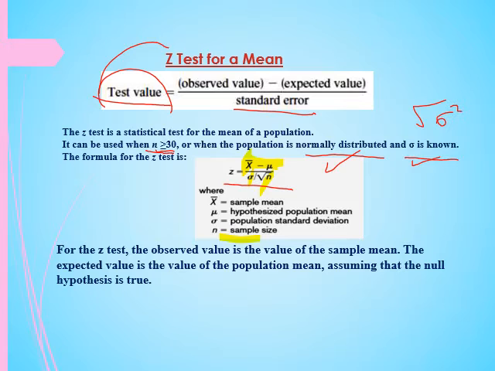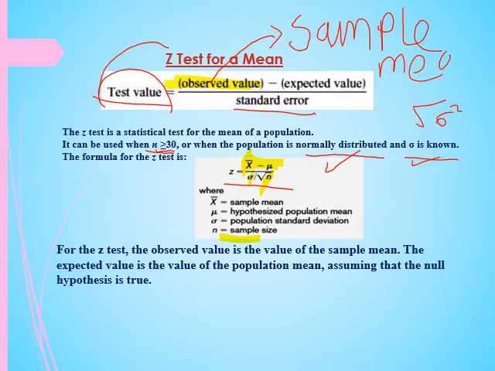For the z-test, the observed value is the value of the sample. We get this value from the sample mean. And the expected value is the value of the population mean.